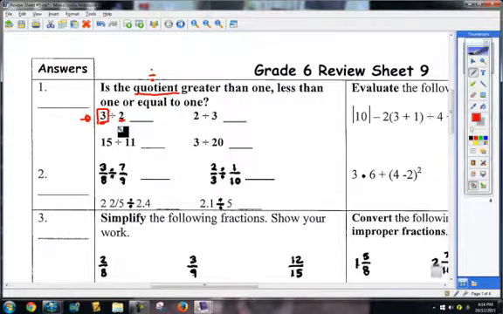Well, 2 is less than 3, so I know that this has to be greater than 1, because at least one group of 2 will be in 3. So this one would be greater than 1. Whereas this one over here, we're saying how many groups of 3 will be in 2. Well, there isn't even going to be a whole group of 3 that'll go into 2. So this one would give you the answer less than 1. Okay. So use that understanding as you go through the rest of this. If the dividend is larger, it's always going to be an answer greater than 1. Okay. All right, next one.